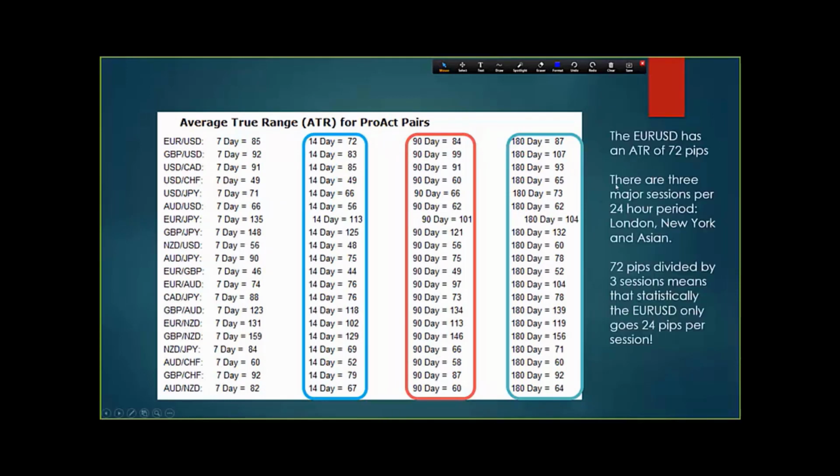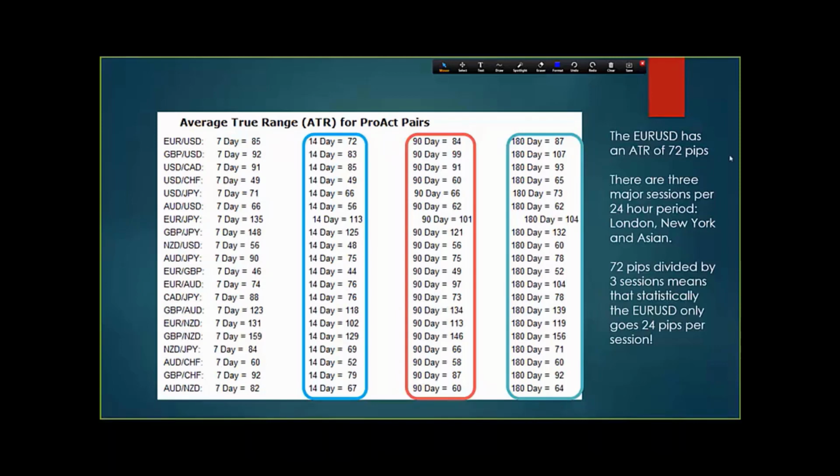All right? So the euro dollar has an ATR of 72 pips. And everybody wants to trade the euro dollar. Why do you want to trade the euro dollar? Because it's only 1 or 2 pips to get in, man. That's why I like to trade it. Yeah, well, that makes a big difference when you're trading for 5 to 8 pips and you only have to pay one pip for a spread. That's great. But if you're going for 72 pips, it doesn't really matter.